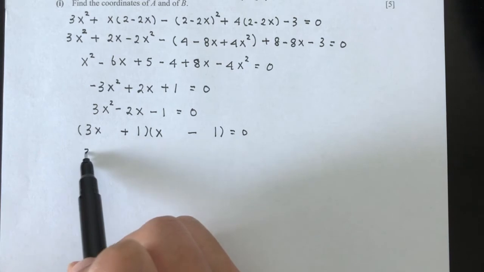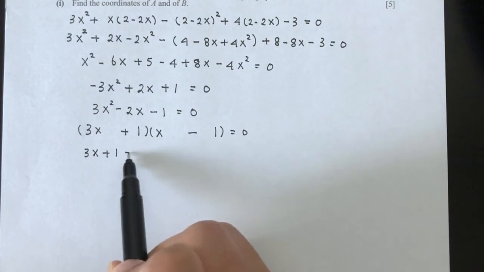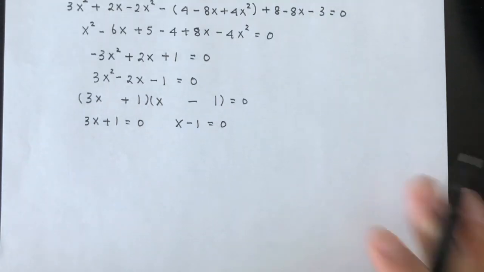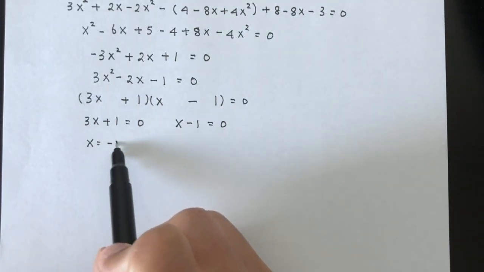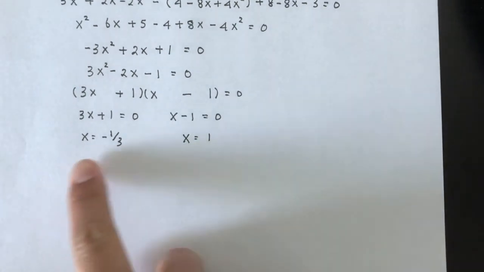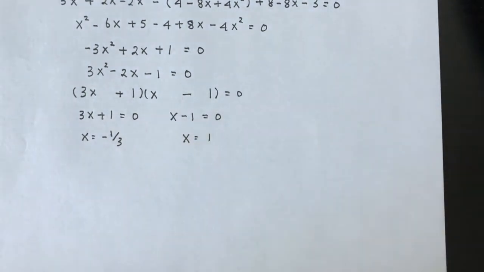Okay, so you have 3x plus 1 is equal to 0, or x minus 1 is equal to 0. So x has to be minus 1 over 3, or x has to be 1. So we have 2 points. Now we have to find the corresponding y value.